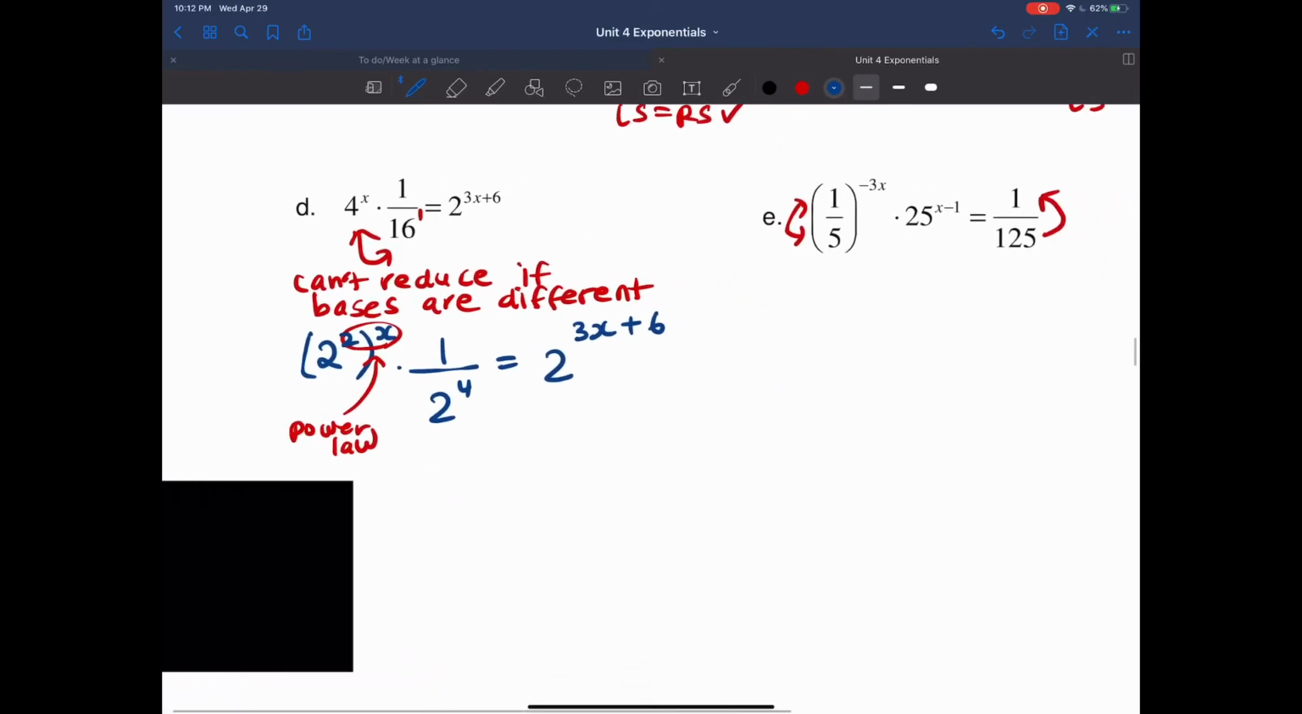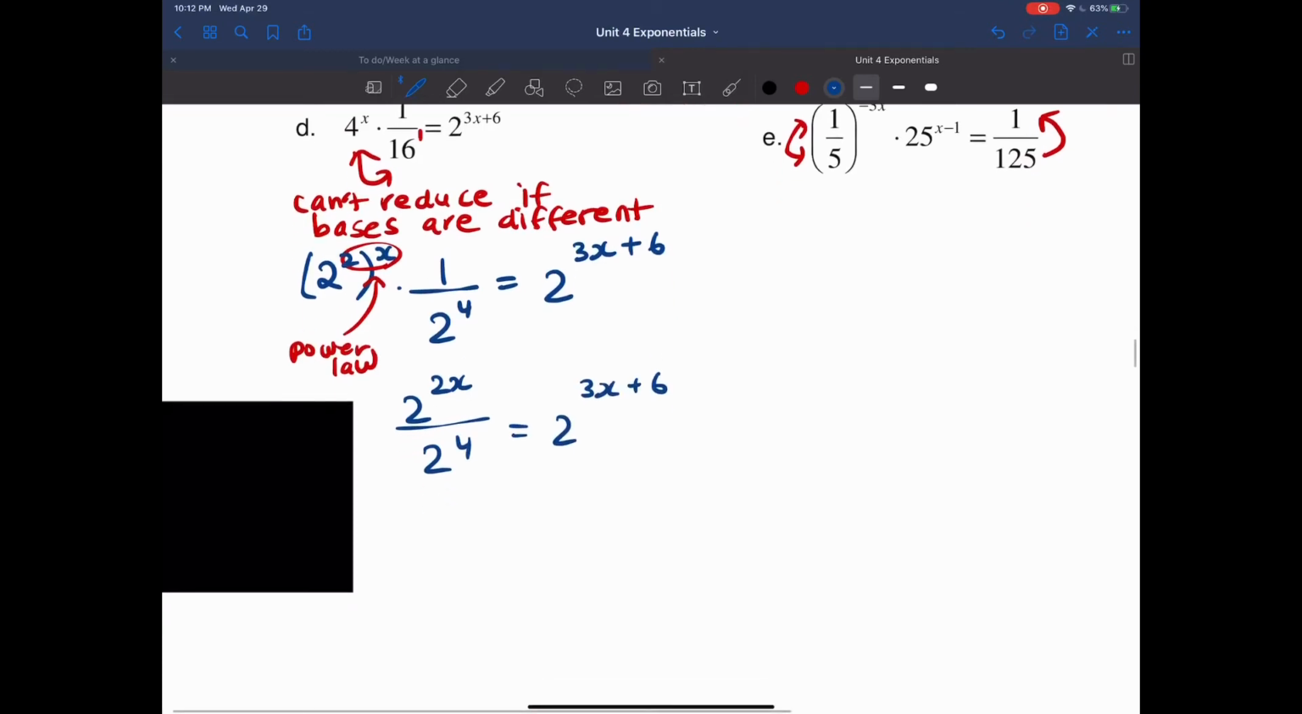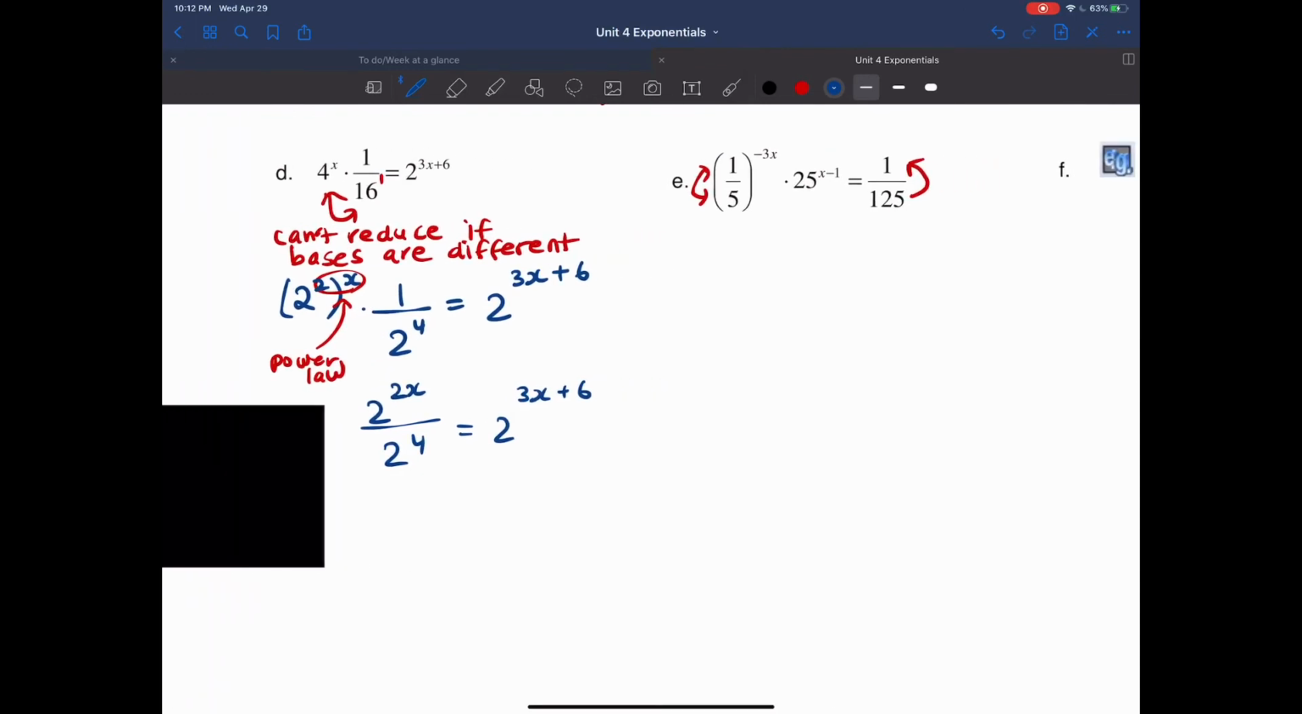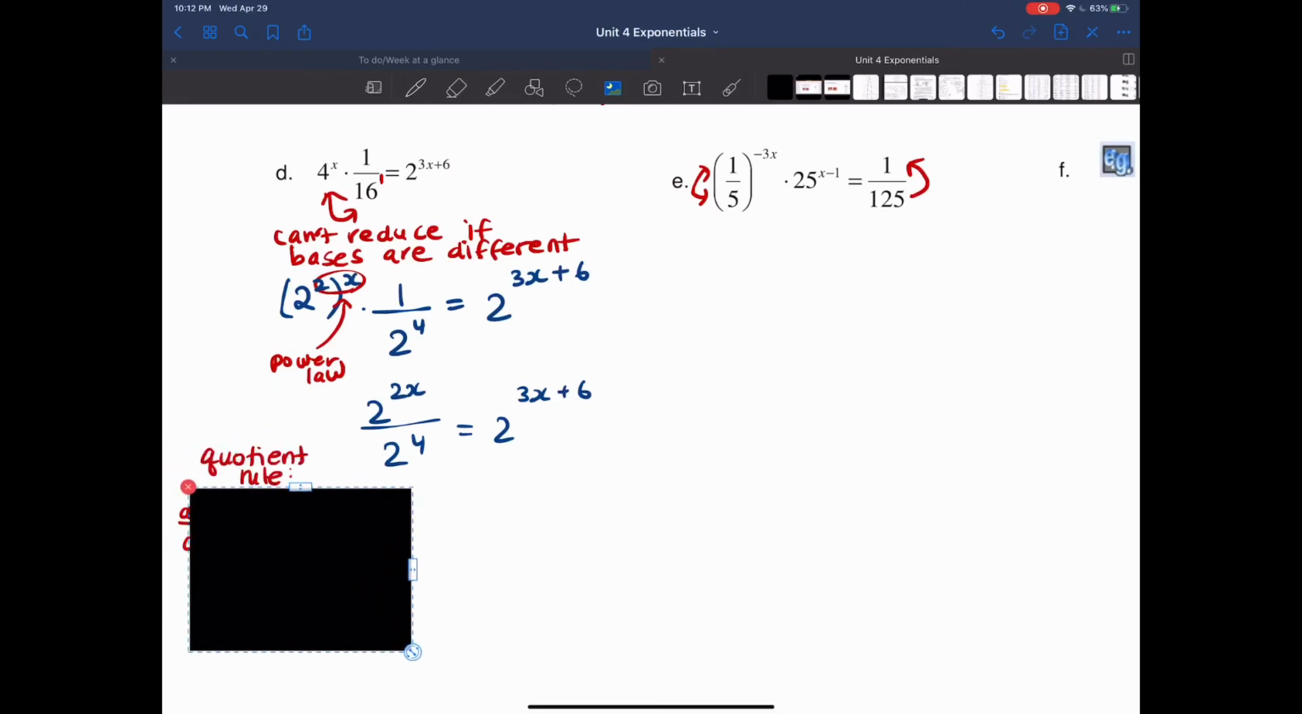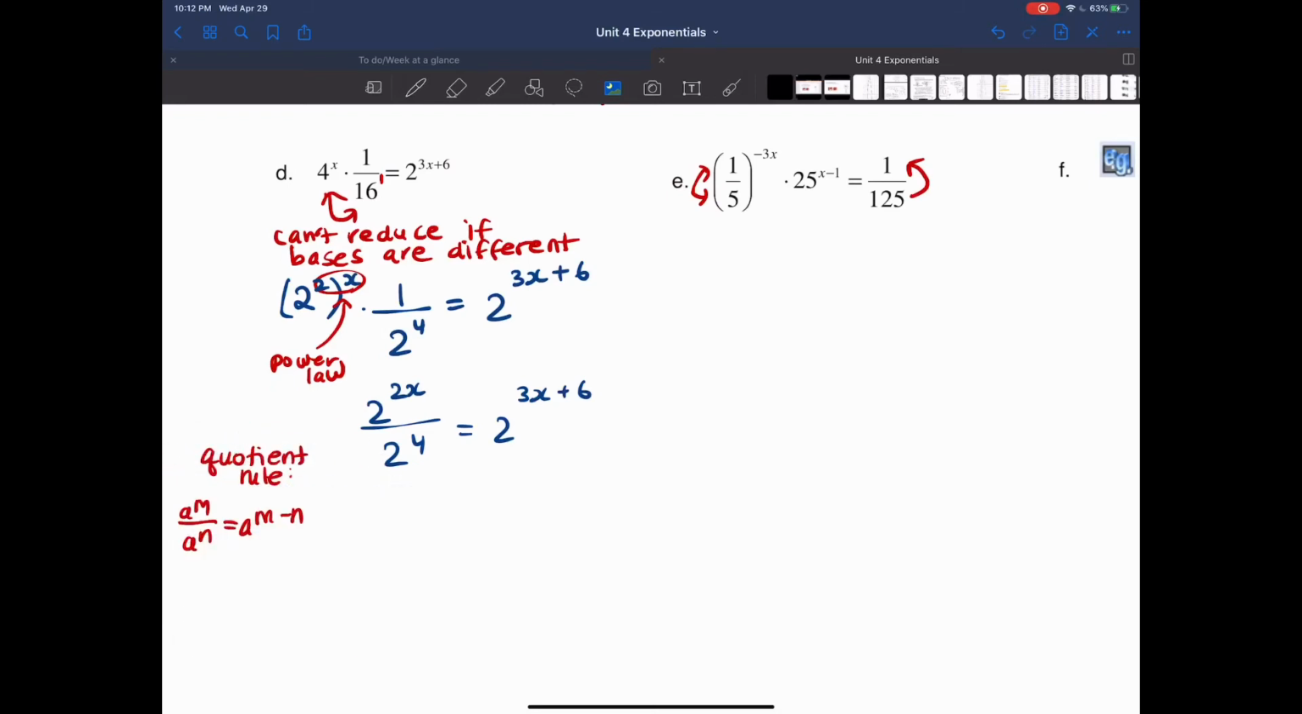Okay, so next I am going to combine the things on the left side. So I have 2 to the 2x because I did the power law. Divided by 4 is equal to 2 to the exponent 3x plus 6, like so. So what kind of rule did I just use? Well, what am I going to use now? Well, I need to apply the quotient rule.